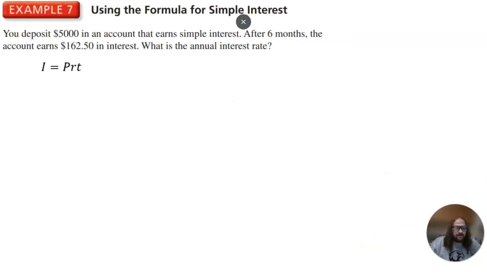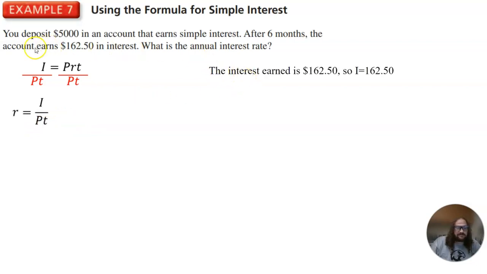Now for this example, we're going to use the interest formula for simple interest, I equals PRT. You deposit $5,000 in an account that earns simple interest. After 6 months, the account earns $162.50 in interest. We need to find out what is the annual interest rate. So we're trying to solve for R. If we want to solve for R, we're going to divide both sides by P and T. So we get that the rate is the interest divided by principal times time.